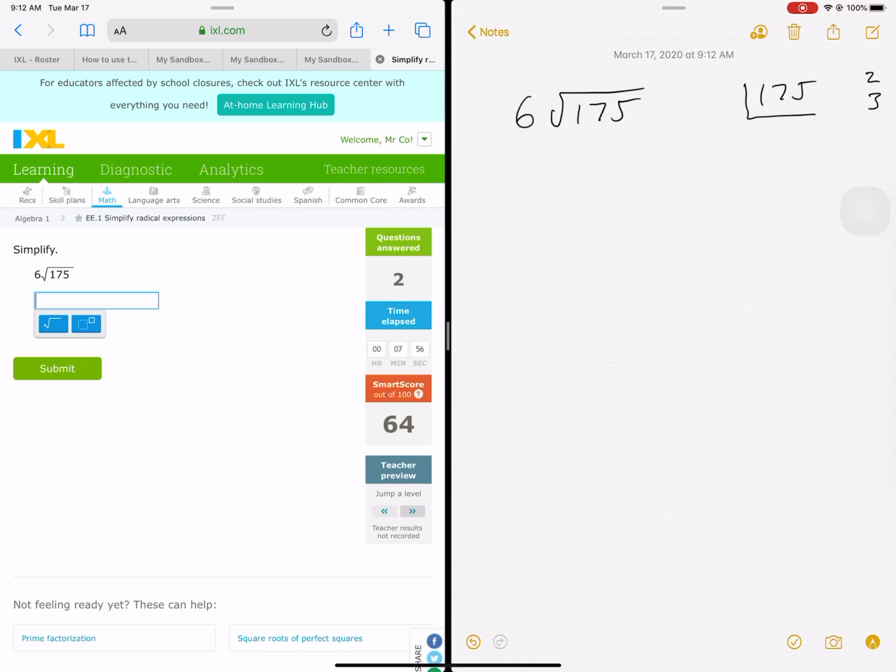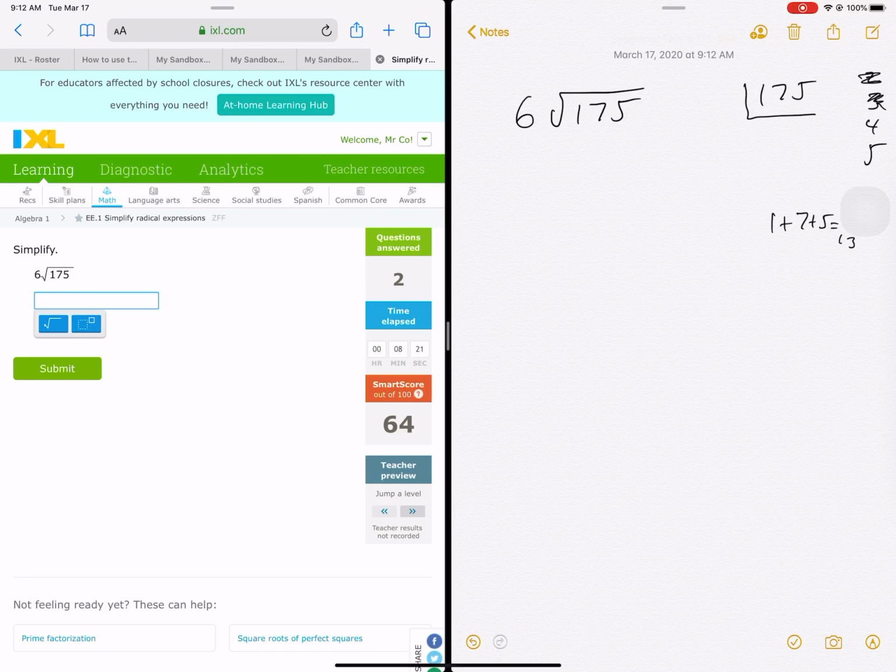2, 3, 4 doesn't work. 5. I can try all these. But is this even? Nope. So that's why 2 doesn't work. Let's try 3. 1 plus 7 plus 5 is equal to 13. Now, 13 isn't divisible by 3. That doesn't work either.